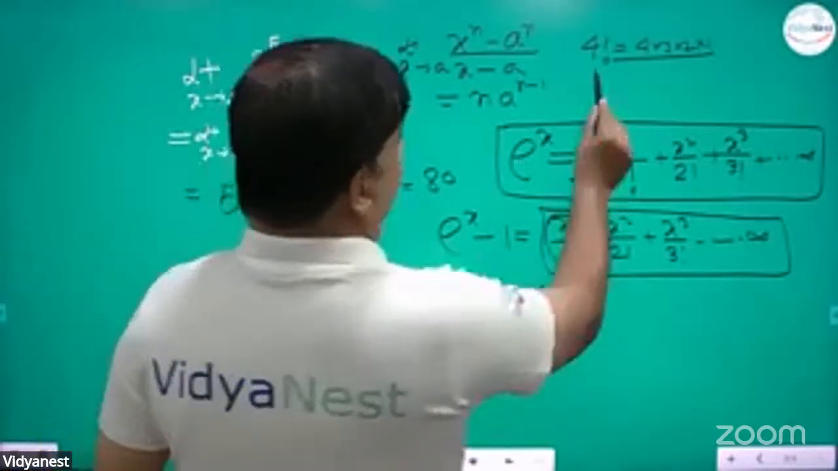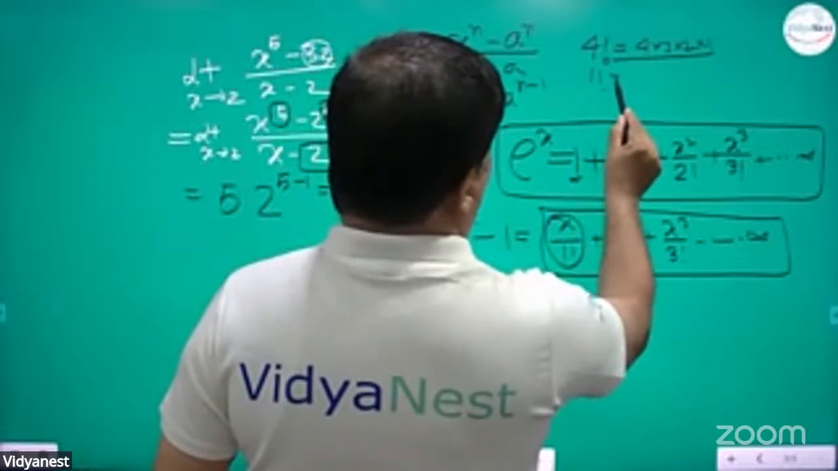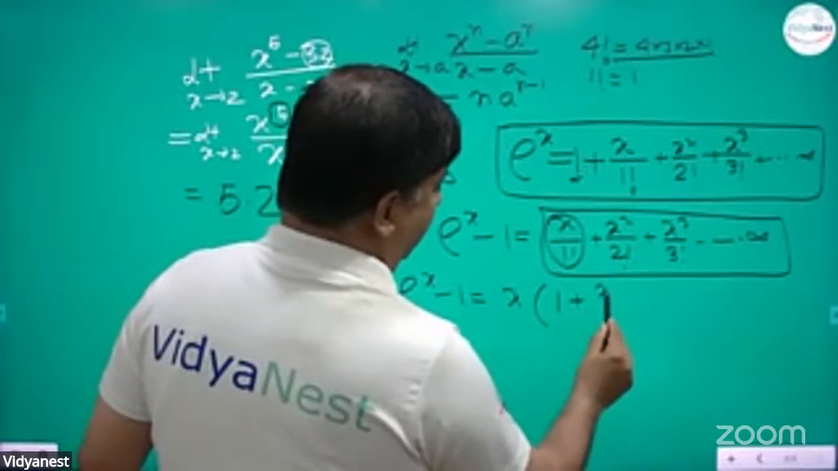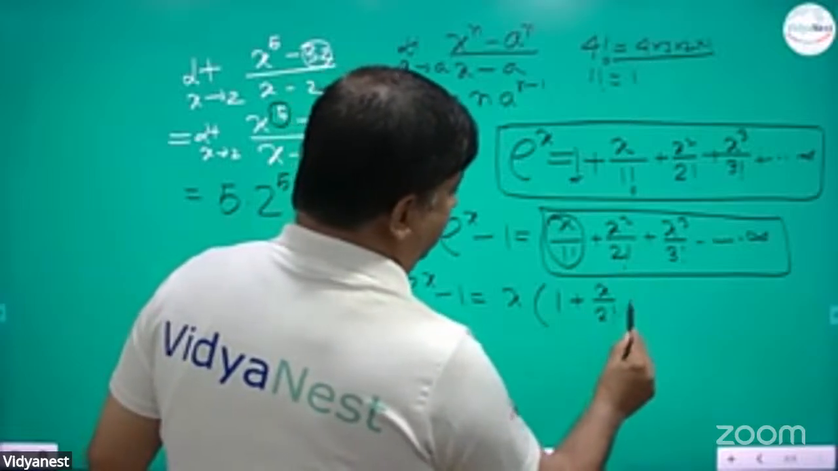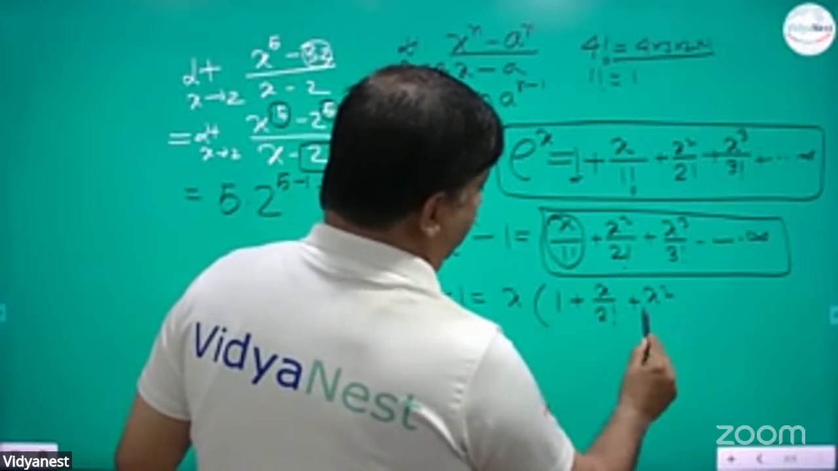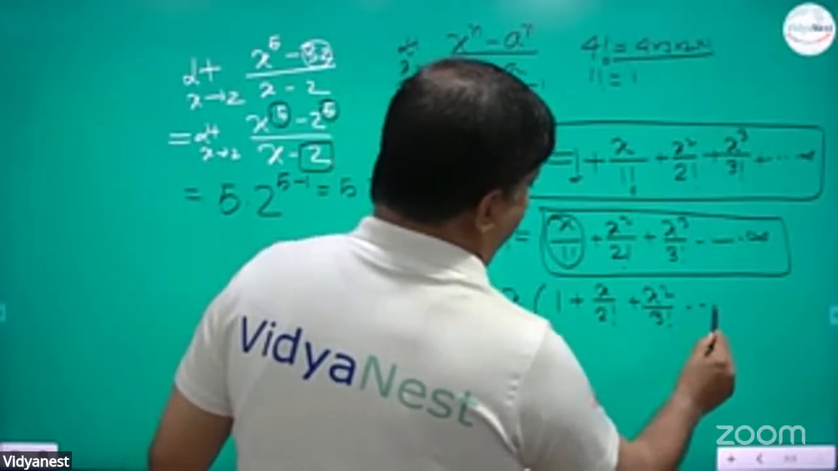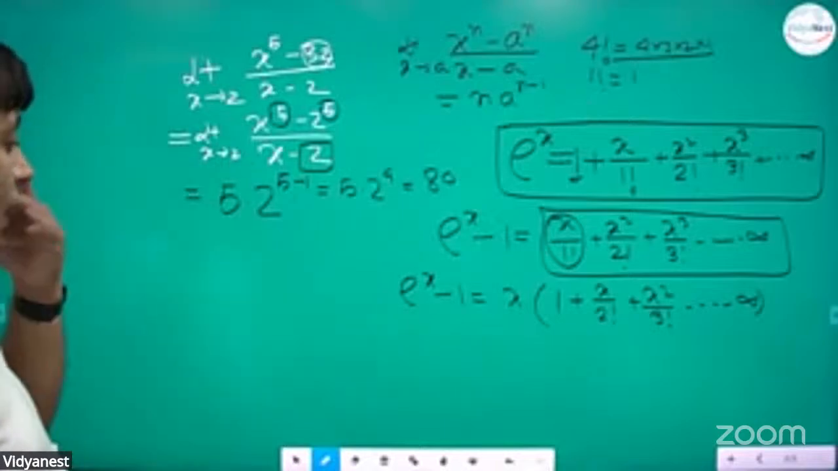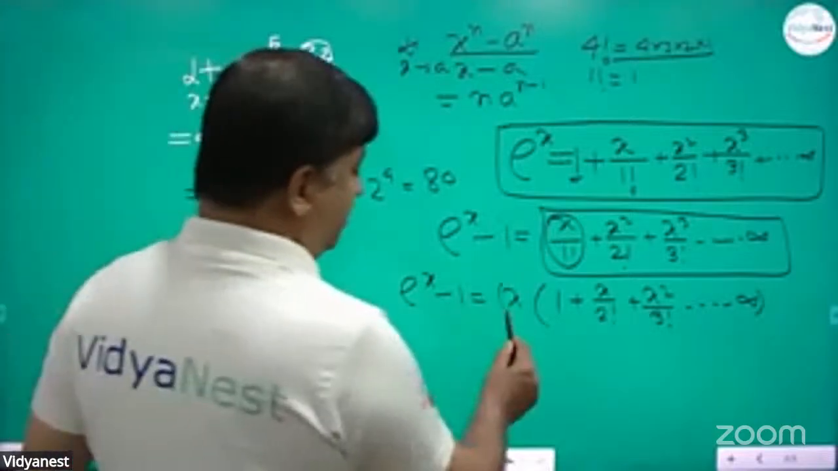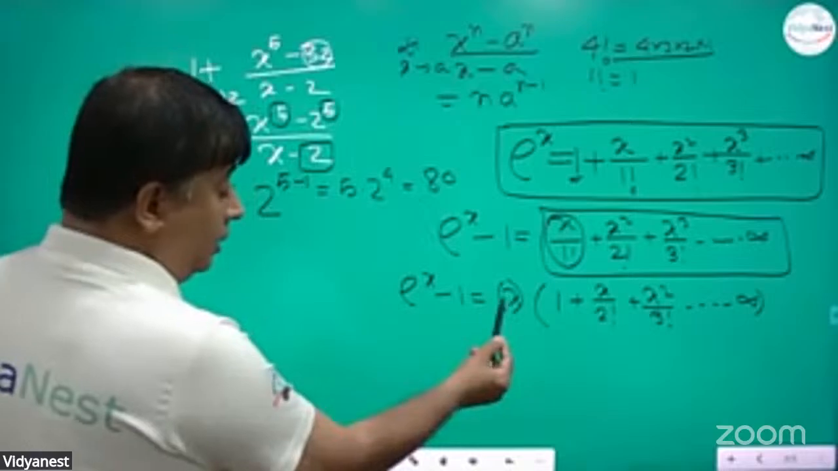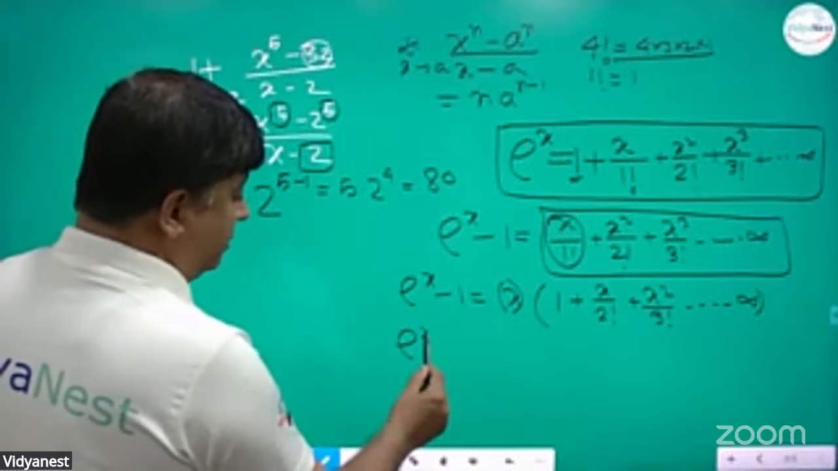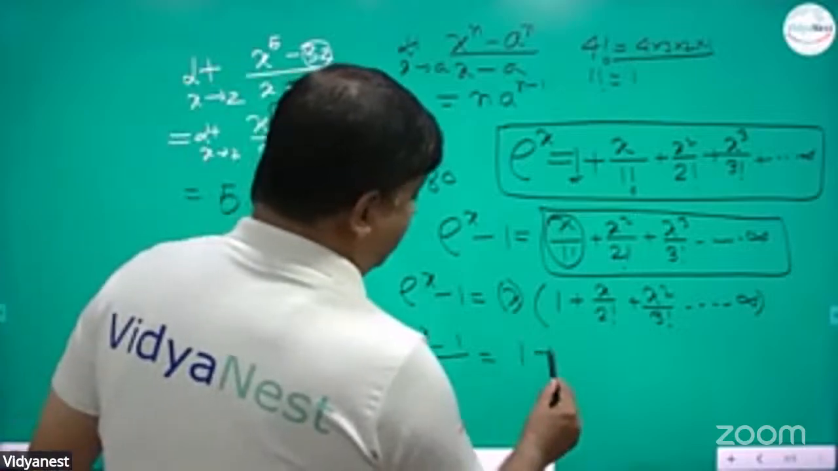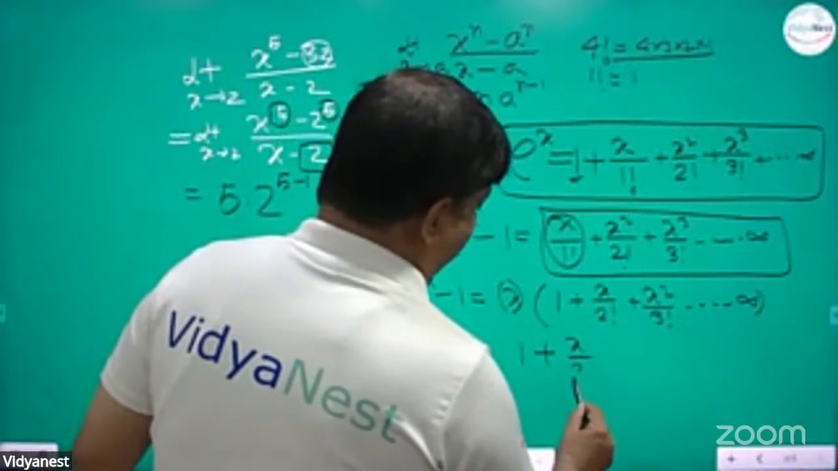1 by factorial 1. Always remember factorial 1 means 1 only. So 1, x by factorial 2, x square by factorial 3, up to infinity. Now, this x, what to be put? Put in the denominator of this. So, what will be left in the right-hand side?